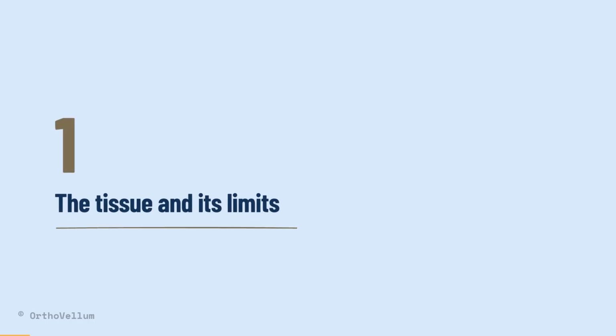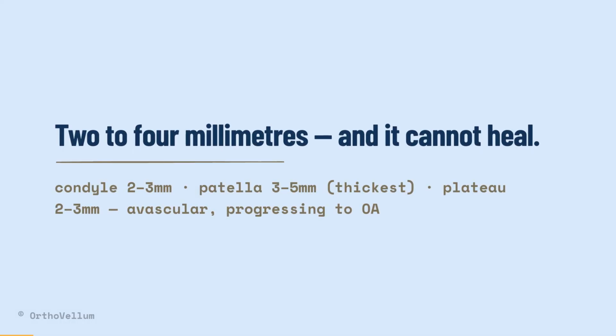Chapter 1. The tissue and its limits. Normal articular cartilage is 2 to 4 millimeters thick, and it varies by location. The femoral condyle 2 to 3, the patellar surface 3 to 5, the thickest, the tibial plateau 2 to 3. On high-resolution imaging it layers, the deep radial zone lower in signal than the superficial transitional zone.